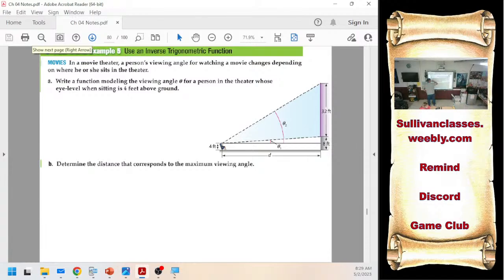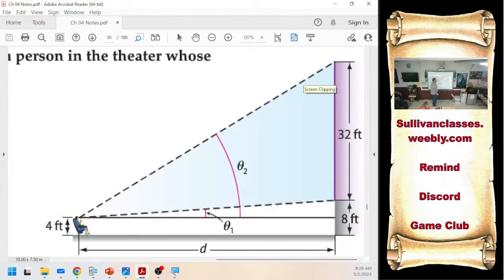So, applications. This is just an application of the arc function where you're trying to find an angle. Movie theater. Okay, a person's viewing angle. When they say a viewing angle, there's a big difference between the maximum viewing angle and the optimum viewing angle. Okay?